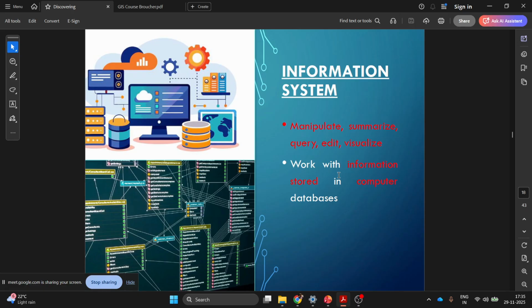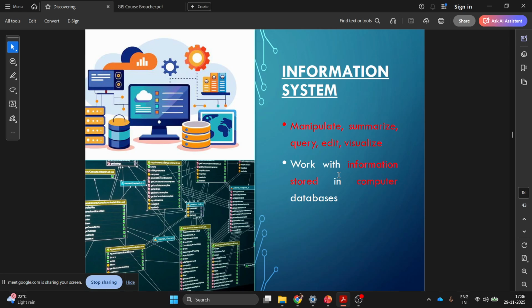So the information system helps to manipulate, summarize, query, edit, and visualize. It helps in manipulating the data and summarizing the data. And if there are 1,000 data records, I can ask a query. For example, how many cars are red in color, or whether this car is a sedan or a hatchback. Using a query language I can ask, show me the locations which have a red car, or show me how many people have a hatchback car.